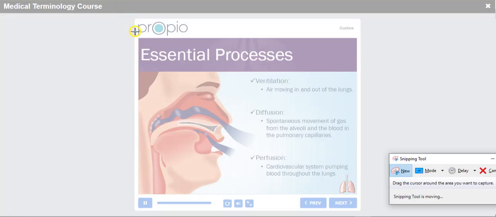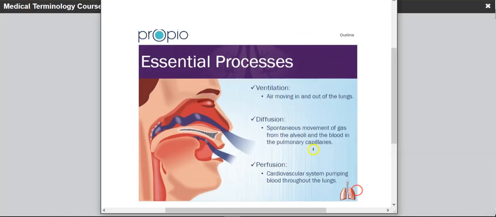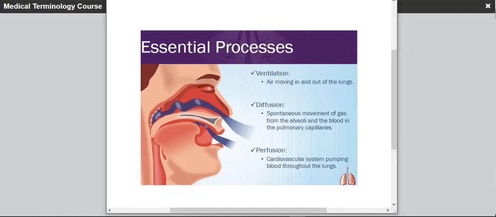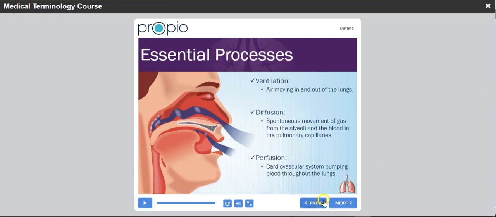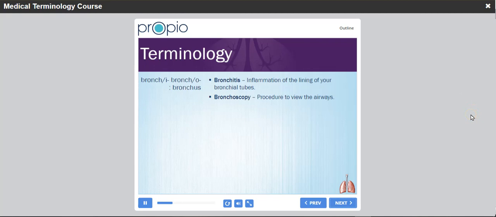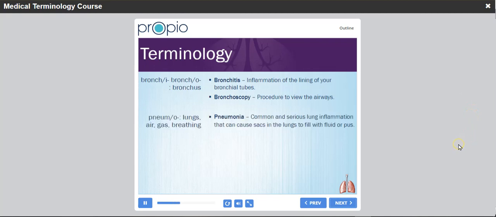Here's some sample terminology related to the respiratory system. Bronchitis, the inflammation of the lining of your bronchial tubes. Bronchoscopy is the procedure to view the airways. Pneumonia is a common and serious lung inflammation that can cause sacs in the lungs to fill with fluid or pus. Pneumocytes are cells lining the alveoli, the air sacs in the lung.